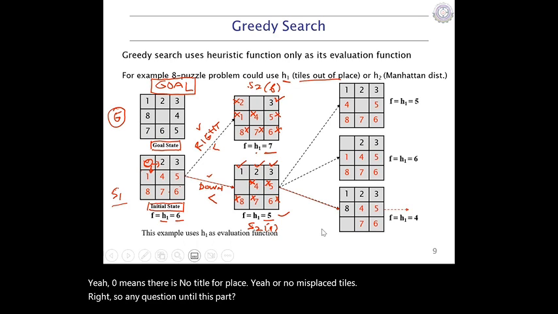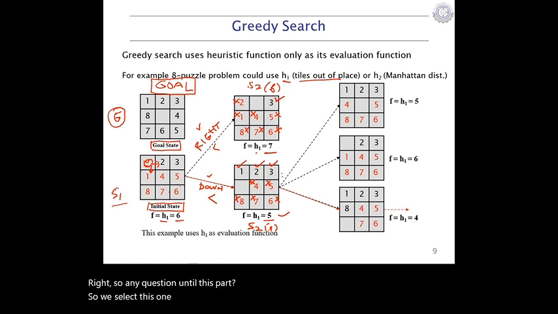So we select this one, because the heuristic, the tiles out of place, is less than, sorry, I put the wrong symbol here, less than the initial state, the heuristic of the initial state.